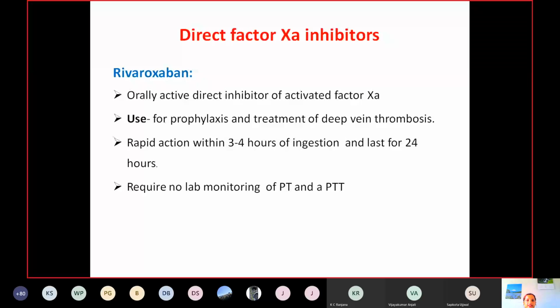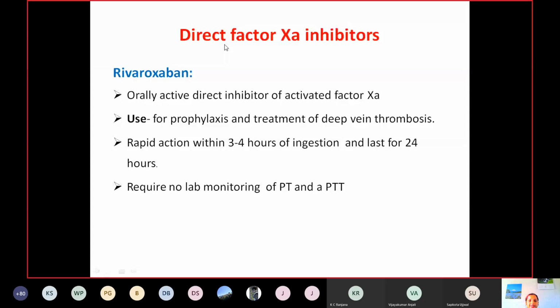Next, we have direct factor 10A inhibitors. These directly go and bind to factor 10 and inhibit its action. That's why the name direct factor 10 inhibitor is given. In this, we have rivaroxaban. This is the one drug that comes under direct factor 10A inhibitors. It is orally active, which causes direct inhibition of activated factor 10, thereby inhibiting the cascade of coagulation.